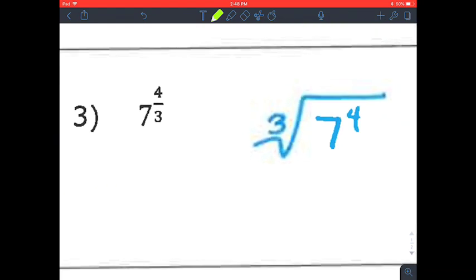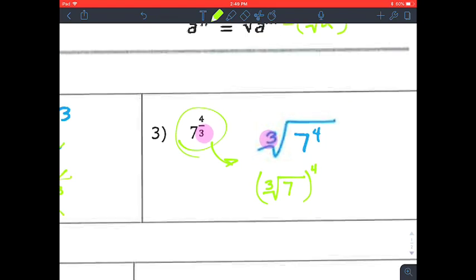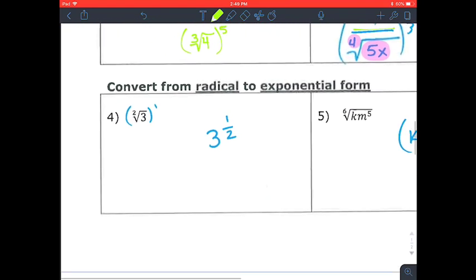Last one, again, I want you to see 3 on the bottom, 3 with my root symbol. So cube root 7 to the 4th power, and again this can be written where I've got cube root 7 inside, and then I can put a big old parentheses around it and raise it to the 4th power. So that's taking it from exponential form to radical form. We're going to look at what happens to take it back the other way.